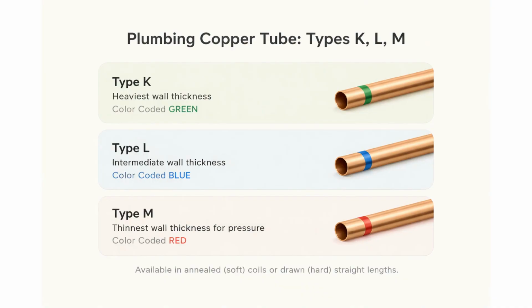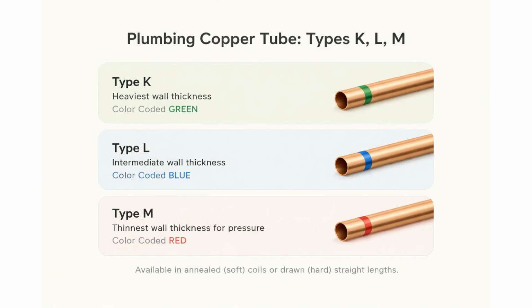For plumbing copper tube, we have three main pressure types, K, L, and M. They're easily identified by a color coding system. Type K has the thickest wall and is marked in green. Type L has a medium wall thickness and is blue. Type M has the thinnest wall of the pressure tubes and is marked in red. These can be supplied as soft coils or hard straight lengths.